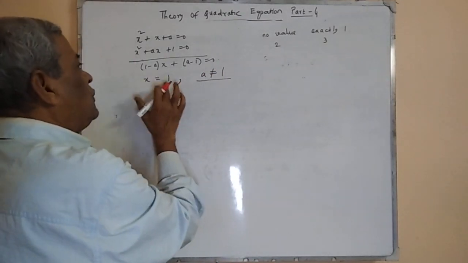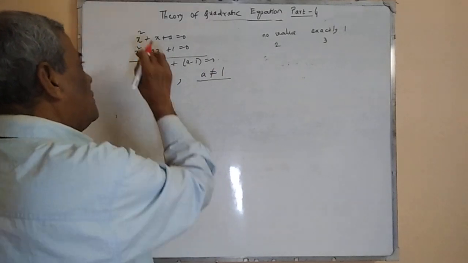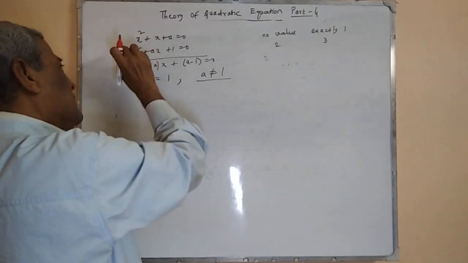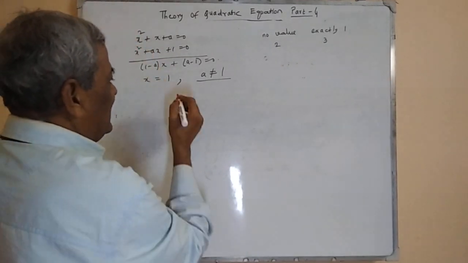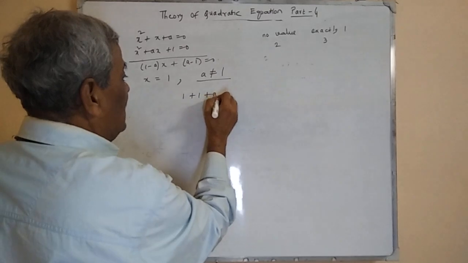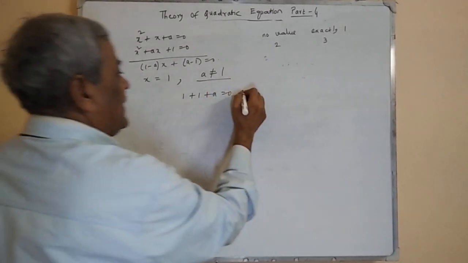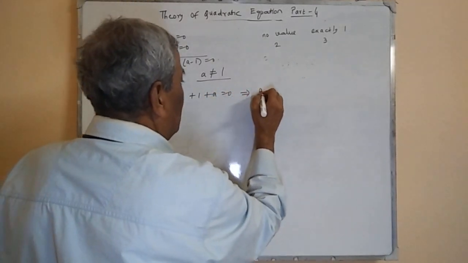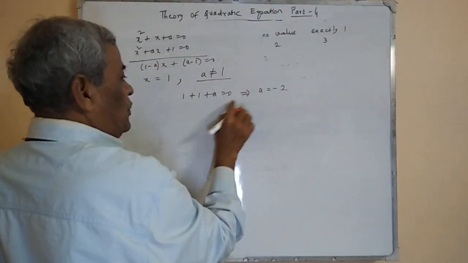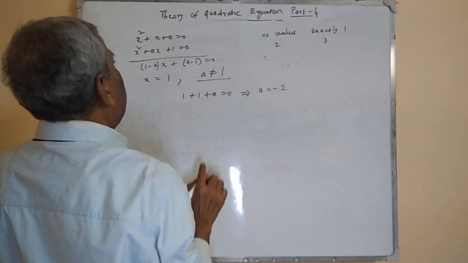If x is equal to 1 is a common root, then it must satisfy this equation. That is, we get 1 plus a is equal to 0. From there, we get a is equal to minus 2. The value of a is minus 2. So we get one value of a.